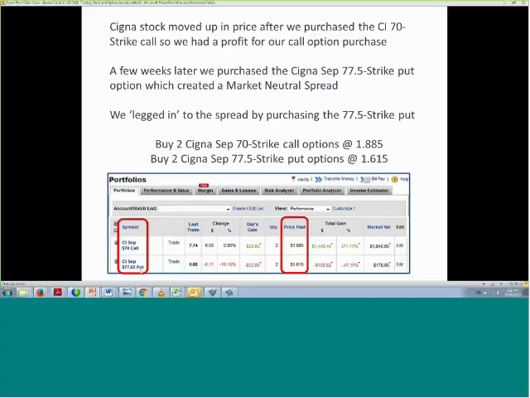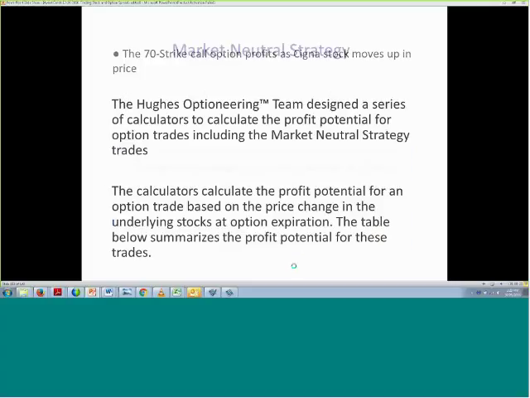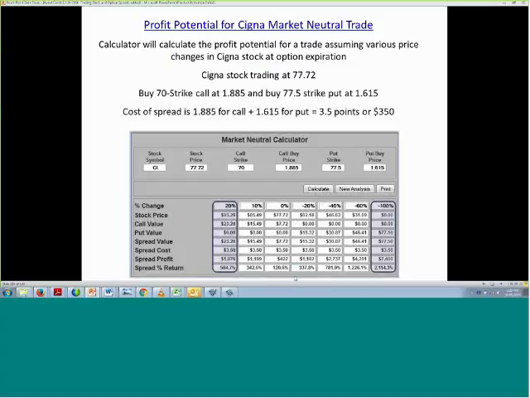So once we bought that put, that created a market neutral option spread trade for Cigna, and we'll take a look at the risk profile for that. And we actually have a calculator for market neutral trades, and we can see again we bought the Cigna stock, at the time trading at 77.72. We bought the 70 strike call at 188, the 77.5 strike put at 161, and this will calculate the profit potential assuming various price changes in Cigna stock at option expiration.